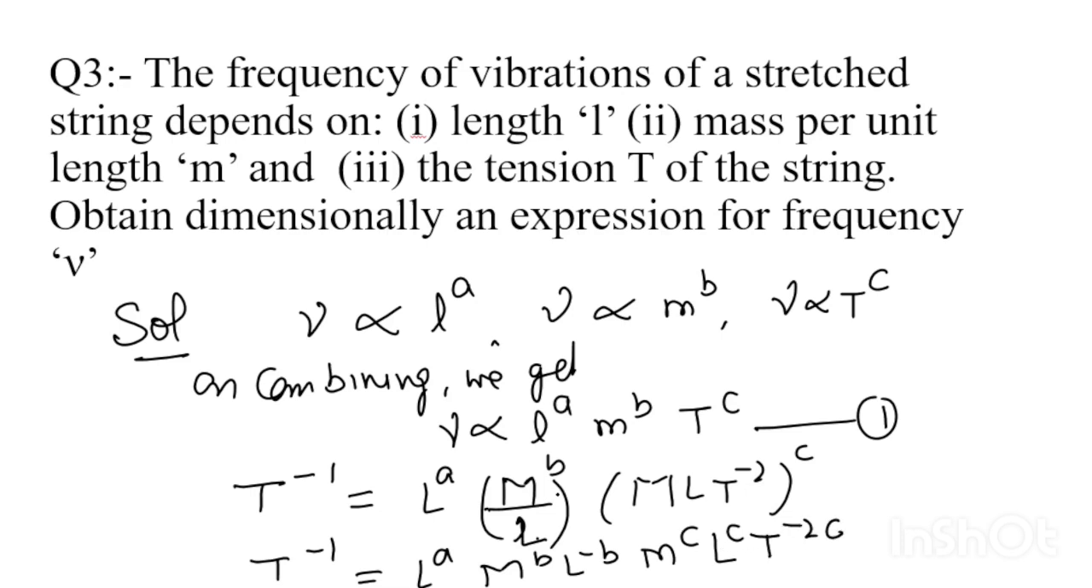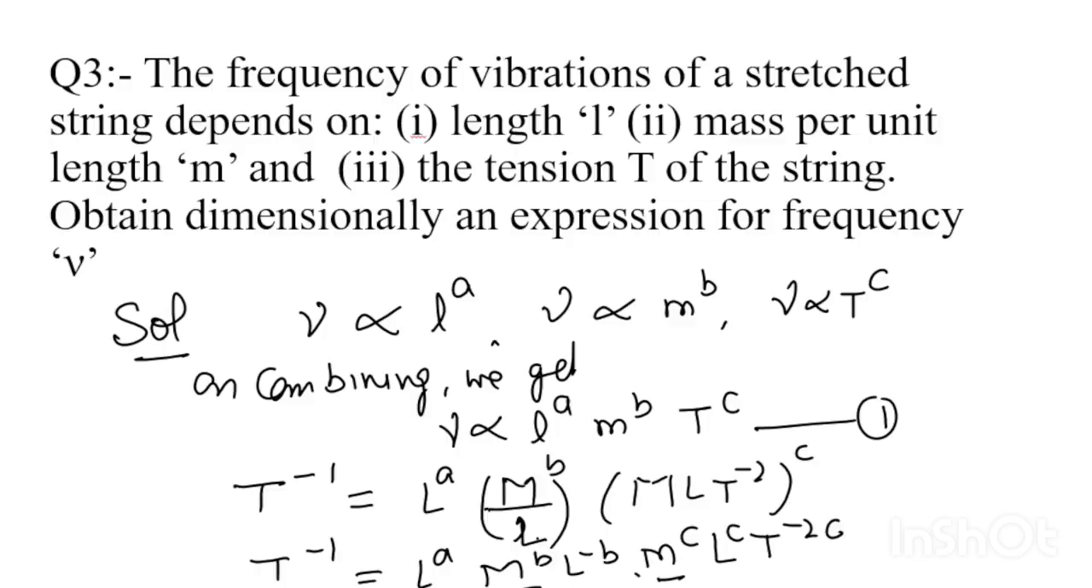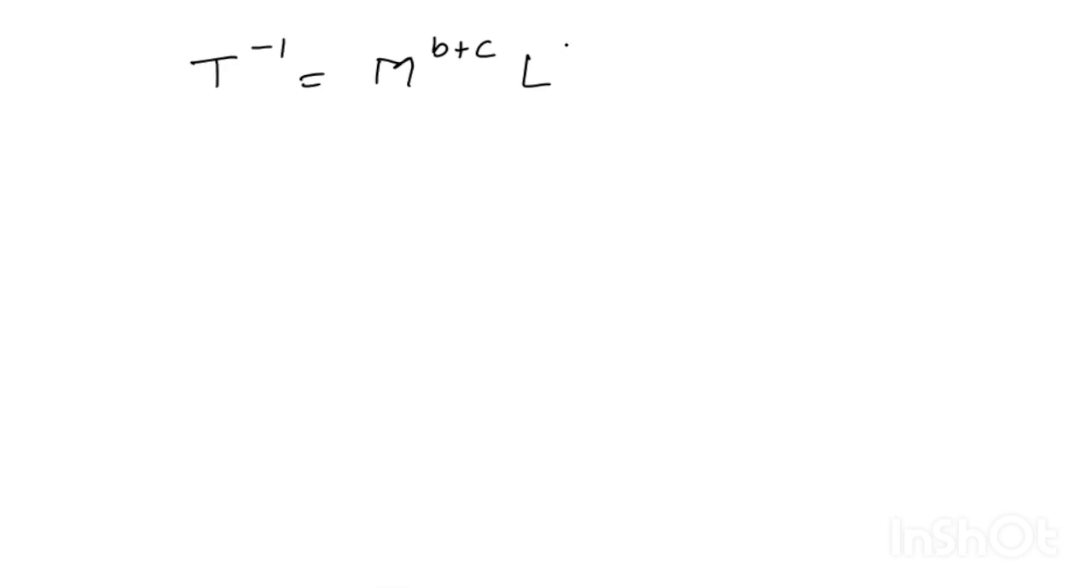Now we shift this L in numerator, so M L minus 1 power B, so we write this. Now we add the power of same terms. So M power B and M power C, that is equal to M power B plus C. So T power minus 1 equal to M power B plus C. Now L power A, and in this L power minus 1 and L power C. So L power A minus B plus C.